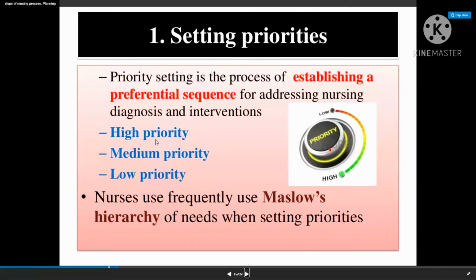In detail, we will see setting priorities. Priority setting is the process of establishing a preferential sequence for addressing nursing diagnosis and intervention. First is the higher priority, then comes the medium priority, then comes the low priority. Nurses frequently use Maslow's hierarchy of needs when setting the priority. I hope you know Maslow's hierarchy, the basic needs of the patient, which is divided according to the priority.